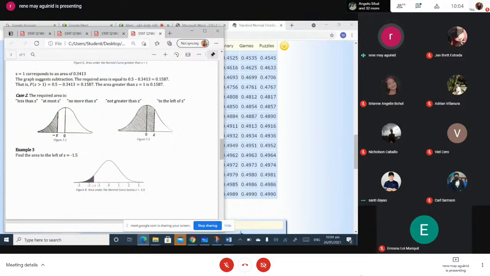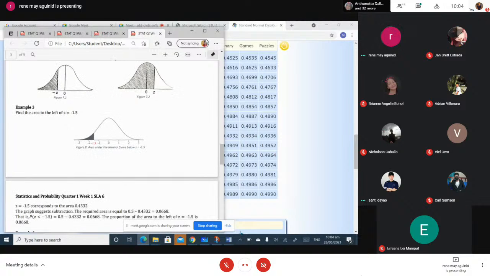That is to positive infinity, no? Or the greater than 1 nga part.